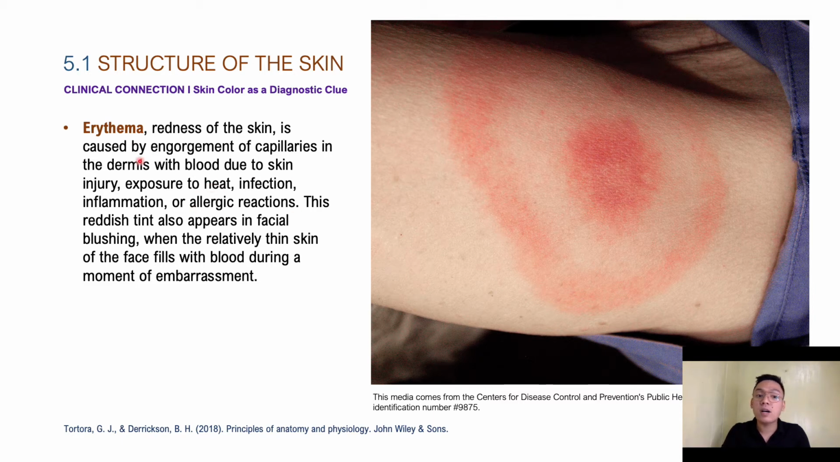Erythema is a redness of your skin. It's caused by engorgement of capillaries in the dermis with blood due to skin injury, exposure to heat, infection, inflammation, or allergic reactions. This reddish tint also appears in facial blushing, when the relatively thin skin of the face fills with blood during a moment of embarrassment. This is more common for people who have lighter skin, who flush.